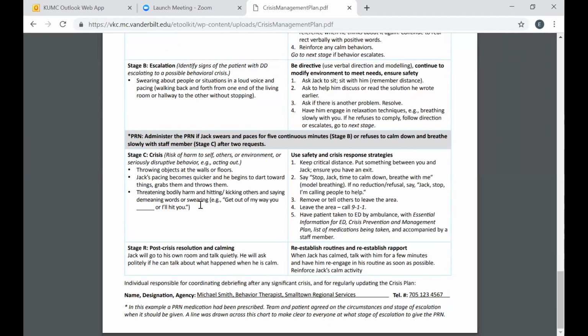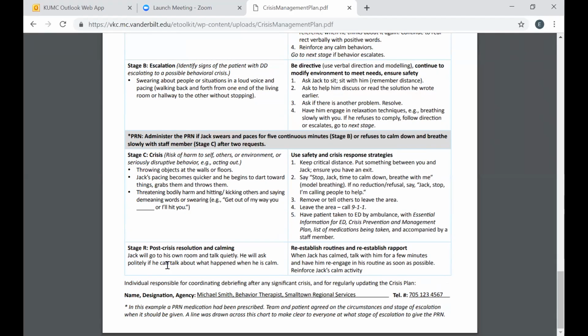And then if it continues to escalate, so he starts throwing objects at the walls or floor, then it says keep distance. So put something between you and Jack, and make sure you have an exit. Say, stop, Jack, time to calm down, breathe with me. So still doing relaxation techniques, but from a safe distance. You can remove or tell others to leave. And then if you need to, call 911. And then what to do afterwards, right?